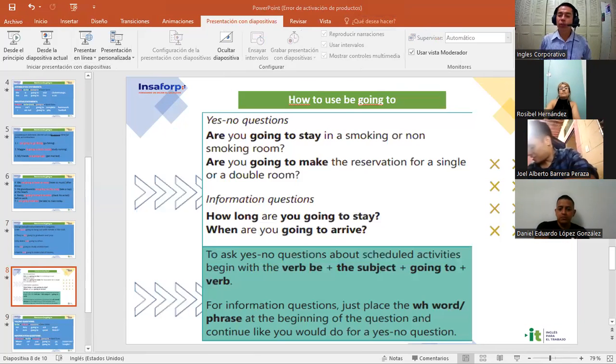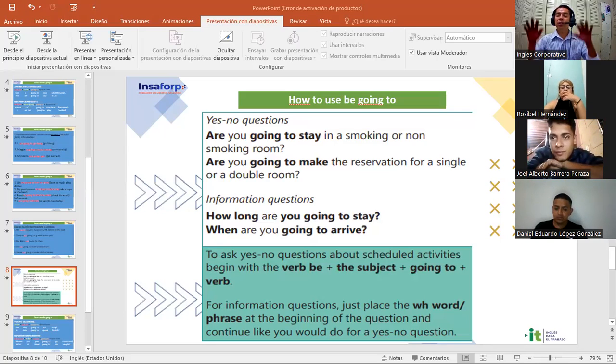Good. For yes/no questions, we just change the position of the verb to be and the subject in this way. Look. Instead of saying "you are going to," I say "are you?" Instead of saying "she is going to," I say "is she?" So we only change the position of the verb to be to the beginning.